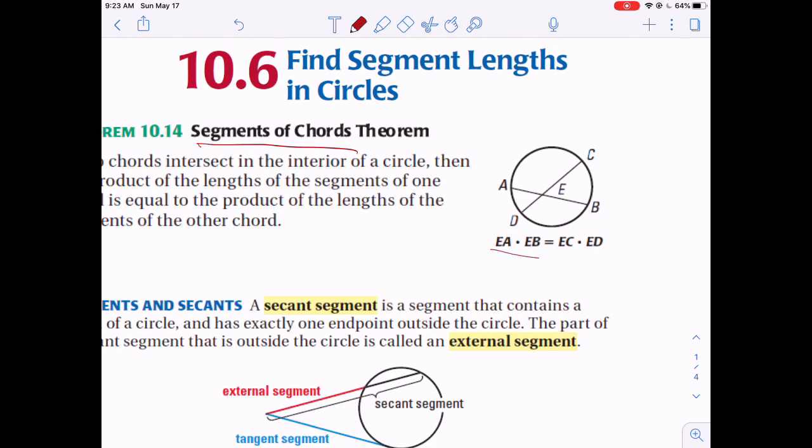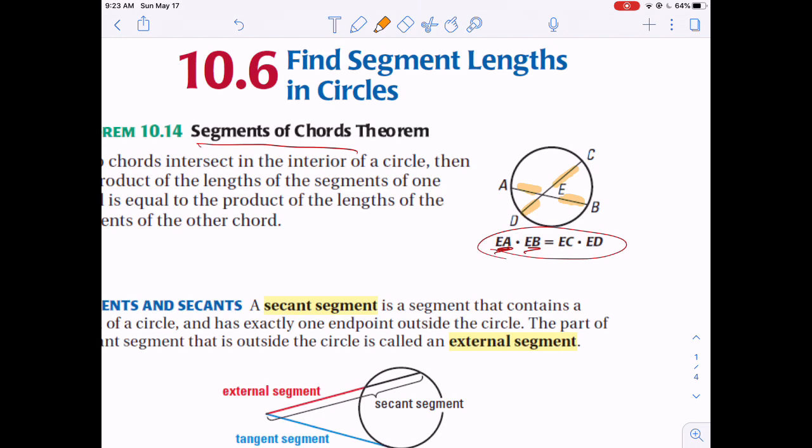And here's our little equation with two chords intersecting inside of a circle. Basically, they're saying EA times EB. So you can take this segment times this segment, and it will equal this segment of the second chord times this segment of the second chord. Just plug them in and do the math.